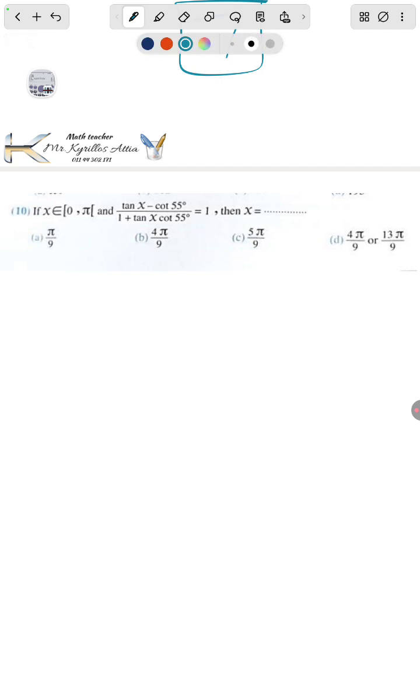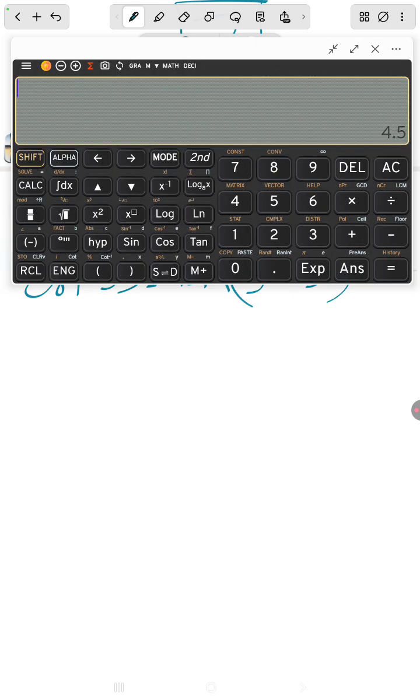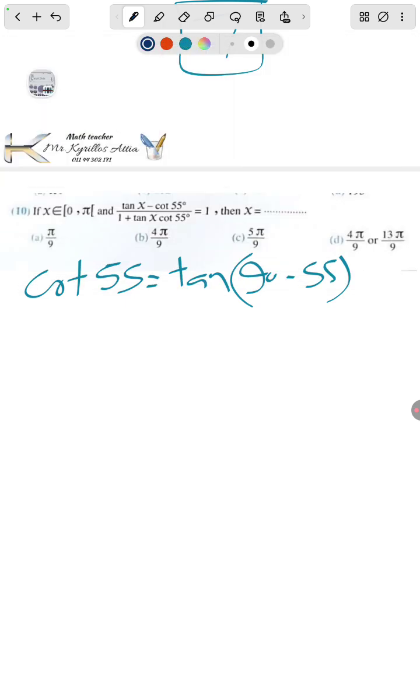Here, if x belongs to [0, infinity), and tan x minus cot 55 over 1 plus tan x cot 55 equals 1, find x. We know that cot 55 equals tan(90 minus 55). And here 90 minus 55 is equal to 35, so it will be equal to tan 35.